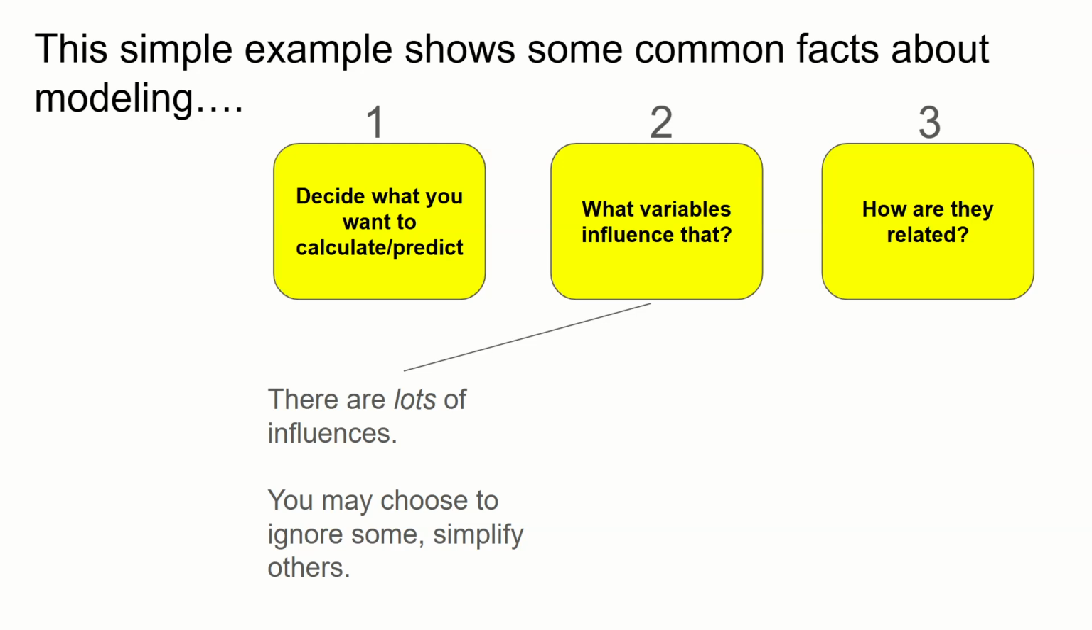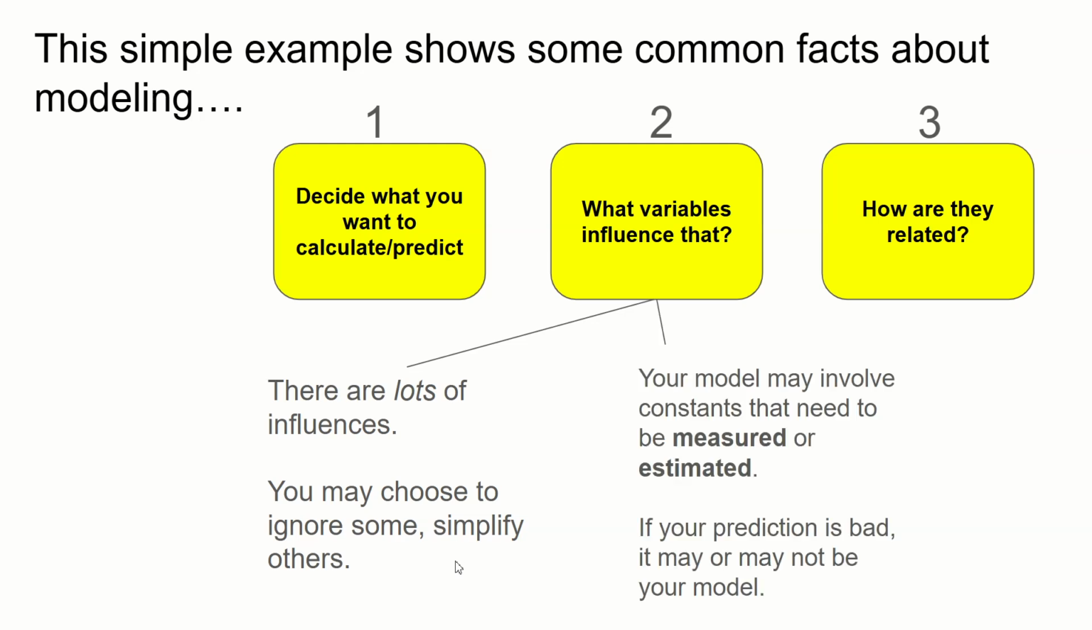So, this was kind of a silly example, but this idea that there are a lot of influences for the thing that we care about and that we have to ignore some of them or simplify others, that's going to be universal in modeling. We will always have to simplify reality and ignore some parts of reality that actually influence what we care about. Because if you don't, then it's too complicated to predict anything. So definitely write this down. Lots of influences, we ignore and simplify. Another thing to write down is that the model involves lots of constants, sometimes called parameters, and that you have to measure or estimate the values of those parameters.